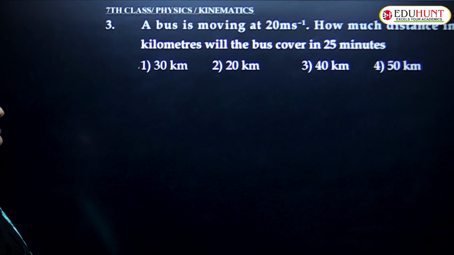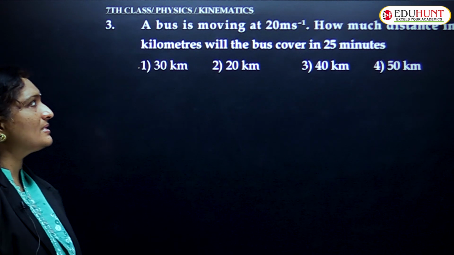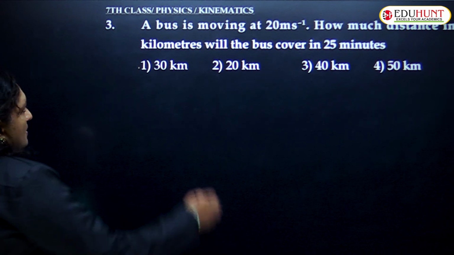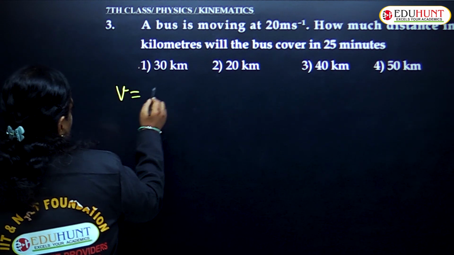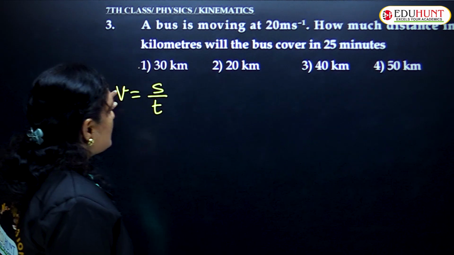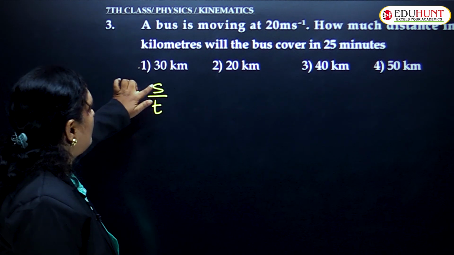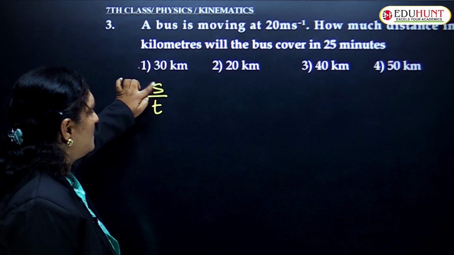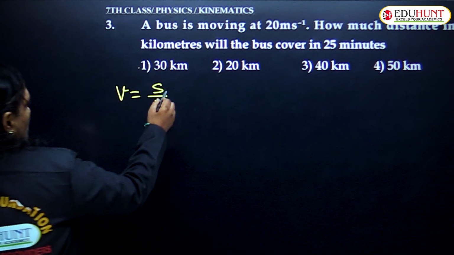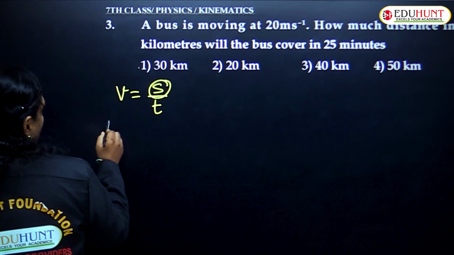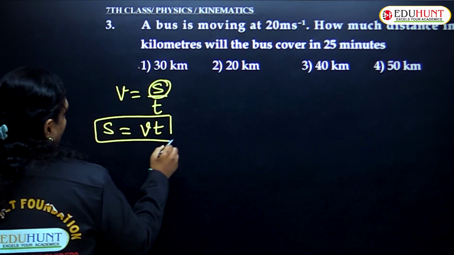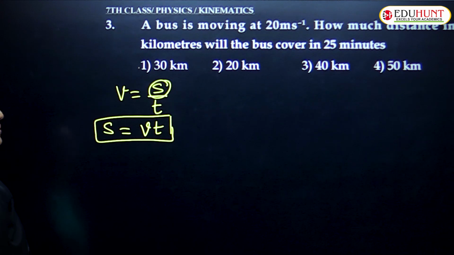Next question: a bus is moving at 20 meters per second. How much distance in kilometers will the bus cover in 25 minutes? In simple format, we know that speed equals distance by time. The bus is moving with 20 meters per second, speed is given and you are asked to find the distance. The time was given as 25 minutes. So in order to find the distance, what will we write? Distance equals speed into time. The formula for distance is speed into time.